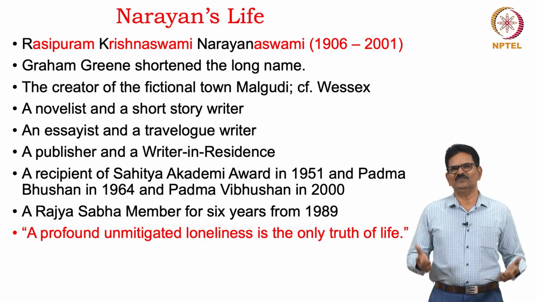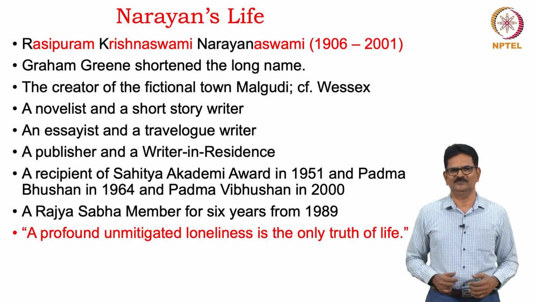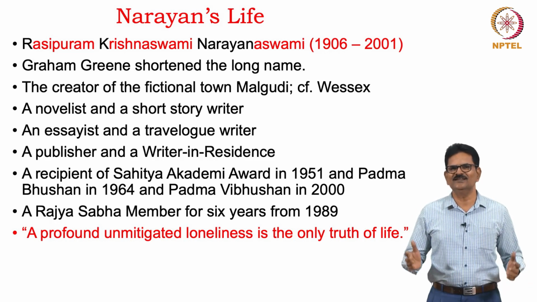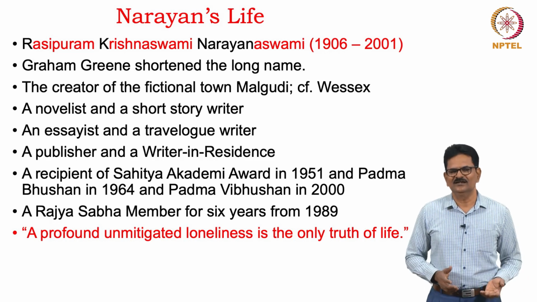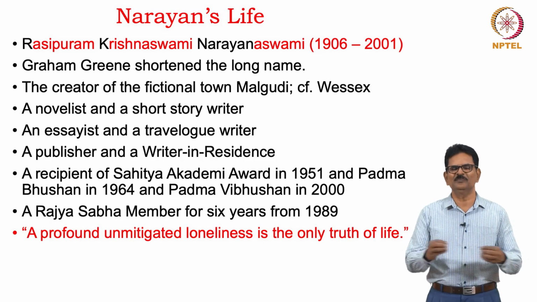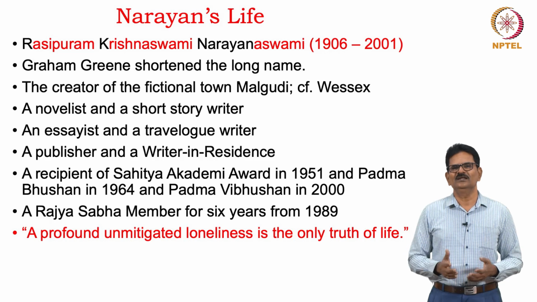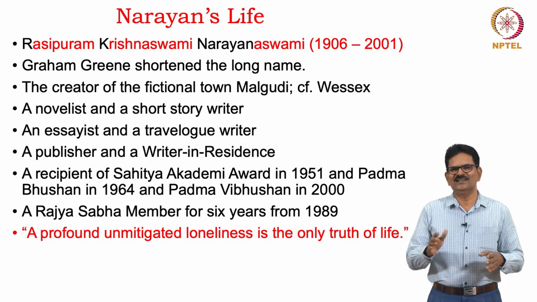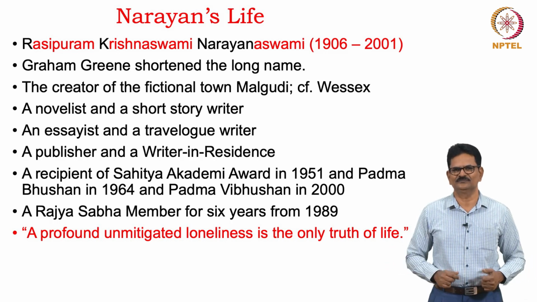One of the quotations that we have from Narayan is really thought-provoking. He says, "A profound unmitigated loneliness is the only truth of life." We have to remember that Narayan married a lady he loved, again much against the wishes of his family because of the mismatch in horoscope, but then when his wife died, he lived a life of loneliness, unmitigated loneliness. Loneliness never reduced, it went on increasing throughout his life.